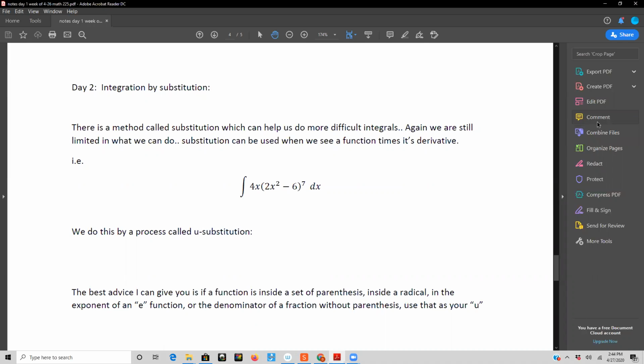You can kind of recognize an integral that needs to be done by substitution when you see something times its derivative. So when you see an inside, these parentheses are 2x squared minus 6, its derivative is 4x. So what I'm looking at is something times its derivative. And I know I couldn't do this by hand because I don't want to multiply that out 7 times. There's no way, right? So this has got to be substitution. So what do you do with substitution? Substitution is really just using the chain rule.